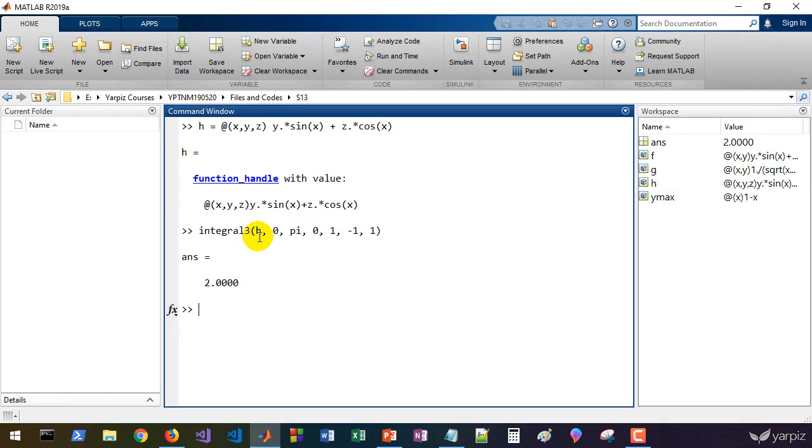If we evaluate the integral, we get this value. And if we compute the error, it's very close to 0. And with this simple example, we finish this session, and we've learned that integral2, quad2d, and integral3 can be used to calculate double and triple integrals numerically using Matlab.